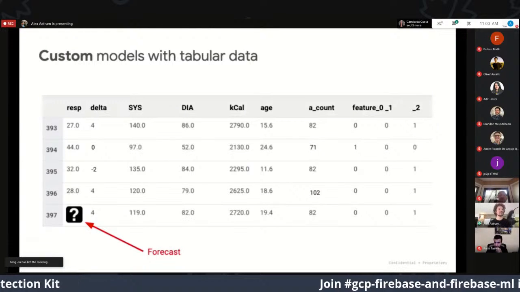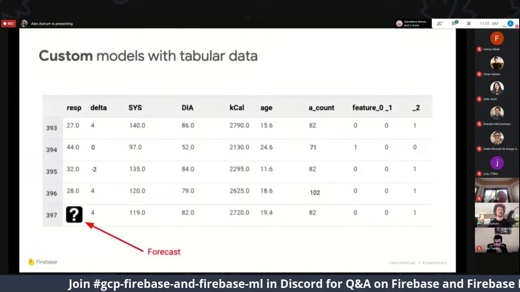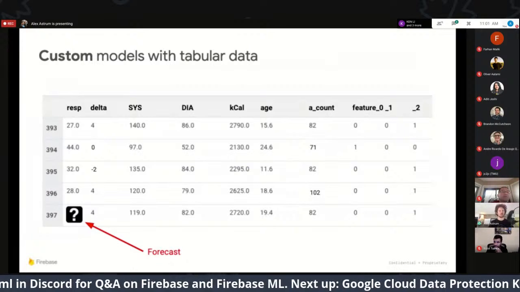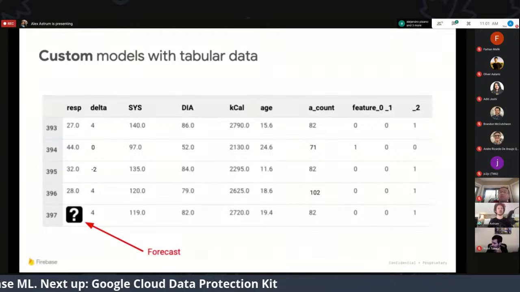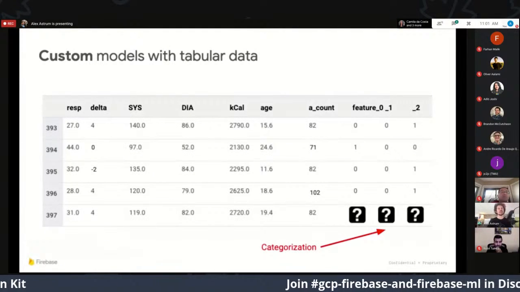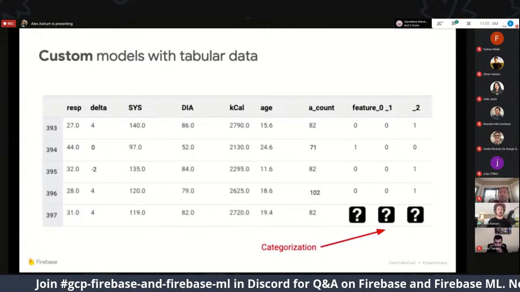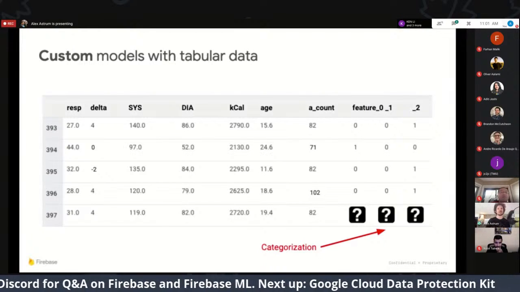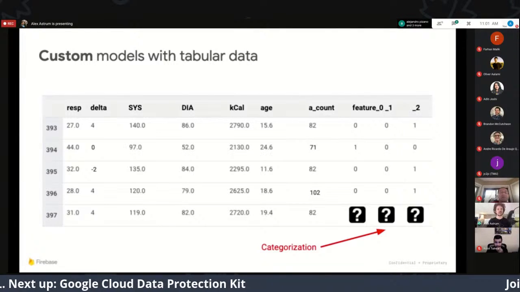Another kind of model that you might find useful and pretty easy to do with Firebase would be to build an AutoML tabular model, a spreadsheet model, with Google Cloud. It provides a really nice interface which can help you either forecast a value or categorize items. And once you have that model configured in the Google Cloud UI, you just export it as a TF-Lite model, and then you can deploy it on your devices, and Firebase will help you with that.